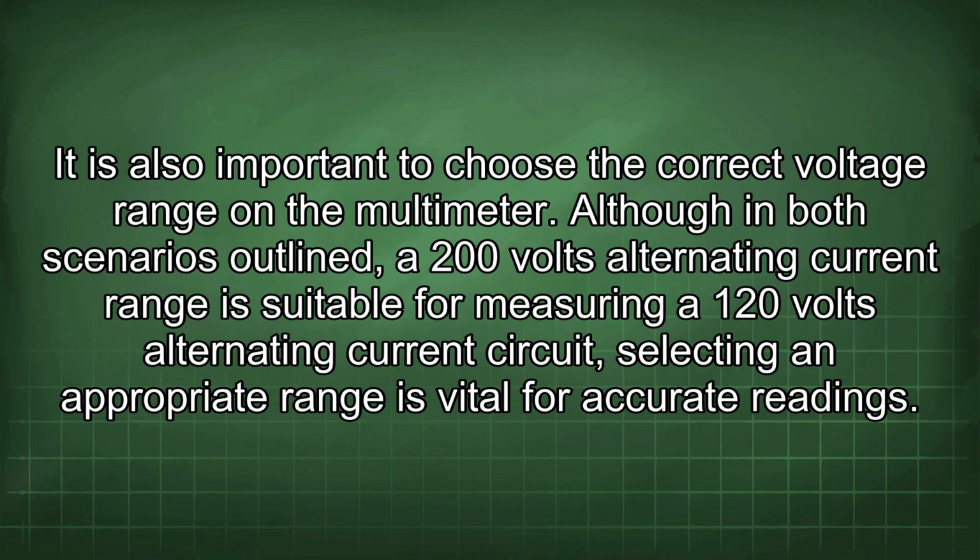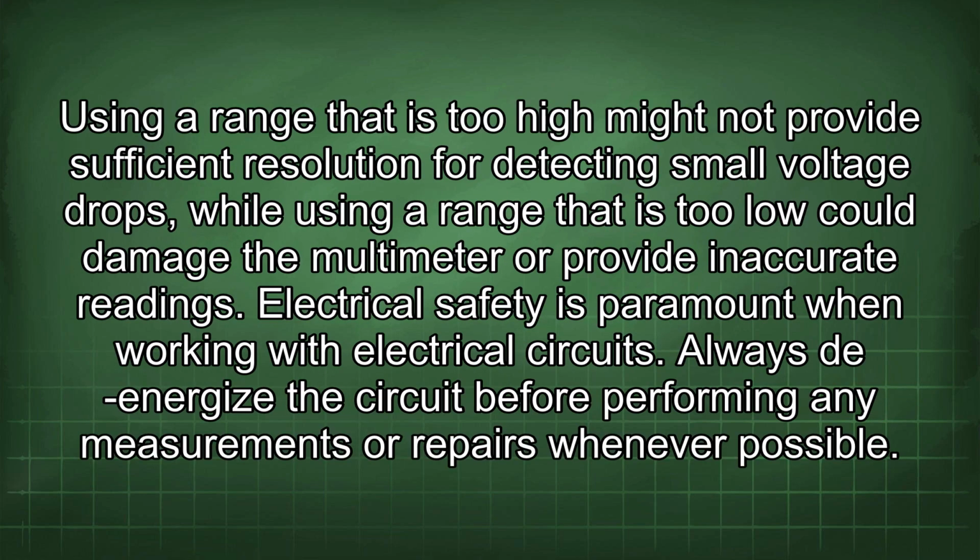It is also important to choose the correct voltage range on the multimeter. Although in both scenarios outlined, a 200 volts alternating current range is suitable for measuring a 120 volts alternating current circuit, selecting an appropriate range is vital for accurate readings. Using a range that is too high might not provide sufficient resolution for detecting small voltage drops, while using a range that is too low could damage the multimeter or provide inaccurate readings.